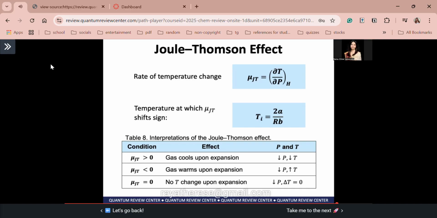Lastly, if mu JT is equal to 0, then there is no temperature change upon expansion. Therefore, there is only a decrease in pressure because of the expansion. However, there is no change in temperature. Okay? I hope it's clear, guys. In addition to that, the Joule-Thomson coefficient is 0 for an ideal gas, indicating that there is no temperature change when an ideal gas undergoes a throttling process. Okay? So, the coefficient is negative for real gases at extremely high and extremely low pressures. Sorry, extremely high and extremely low temperatures.